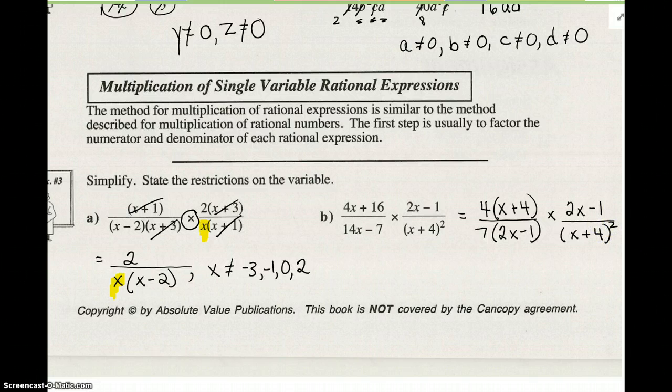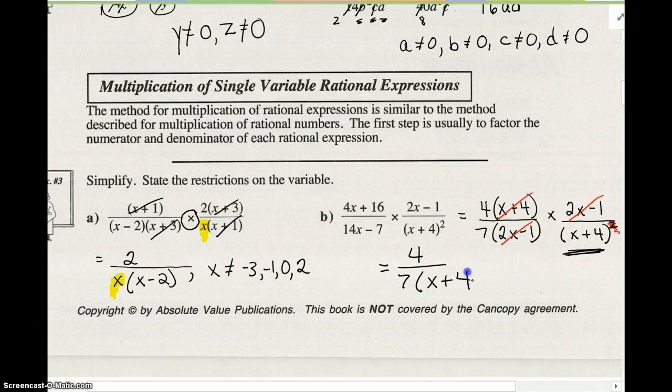I'm going to start canceling. I have a 2x minus 1, and I have a 2x minus 1. They're gone. X plus 4 on top, and I have an x plus 4 on the bottom, but I have 2 of them. So what I will do is I will just eliminate my squared, and I'm still left with 1 of those. The numbers, I have a 4 and a 7. I really can't do anything with that. So I am going to have an answer of 4 on the top, 7 on the bottom, and remember I still have this x plus 4.